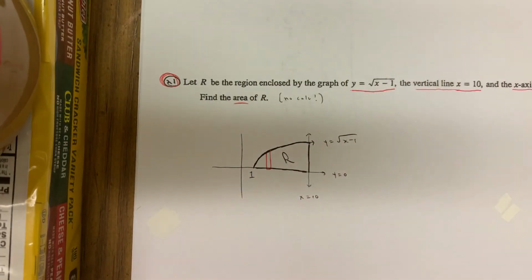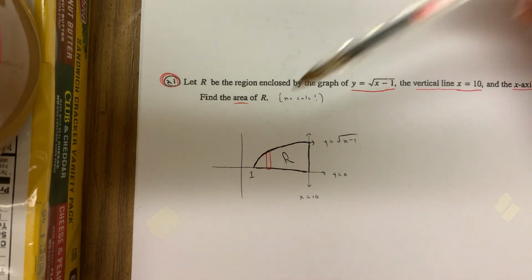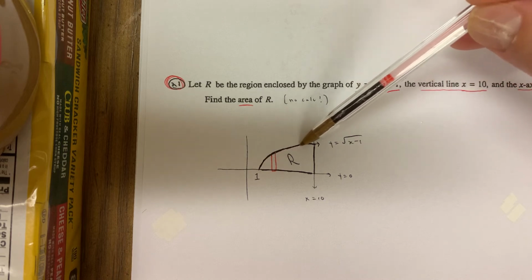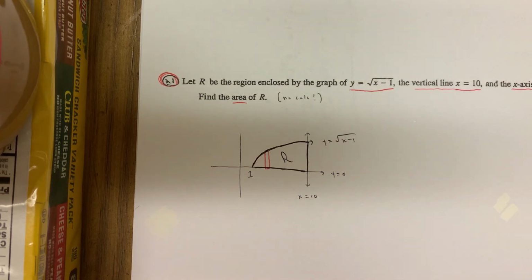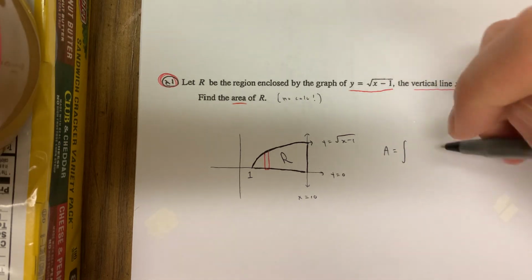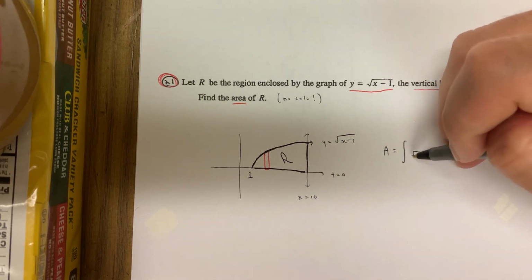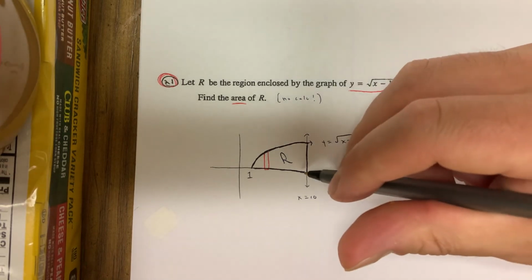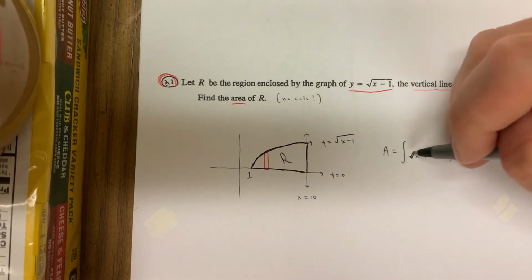You might think it's silly, but remember, we only draw one rectangle, even though we imagine an infinite amount. And you can see the upper function will always be the radical. The lower function will always be the x-axis. So you could say area is equal to the integral of the upper function, the square root of the quantity x minus 1, minus the lower function, which we know is y equals 0.